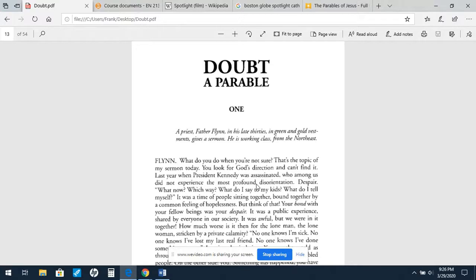Okay, the last thing I want to trace with you here in this opening lecture on doubt is where the suspicion comes from that Father Flynn has had an improper relationship with one of the students in his parish, Donald Muller. So the suspicion comes from the principal, Sister Aloysius, but how does she develop that suspicion? So we're going to start with scene 1, and we're going to begin with the stage directions here. Our priest, Father Flynn, in his late 30s, in green and gold vestments, gives a sermon. He is working class from the Northeast. So our stage directions here are a little bit more than what we get in Antigone and Macbeth, but a little less than what we get, for instance, in Trifles, or even for that matter in No Exit.